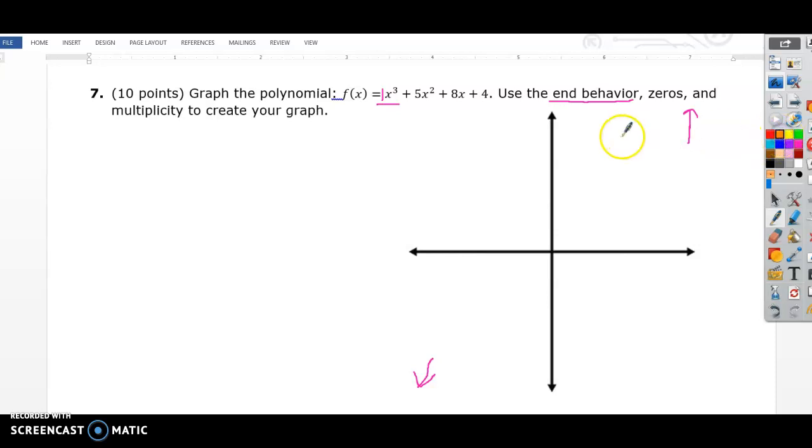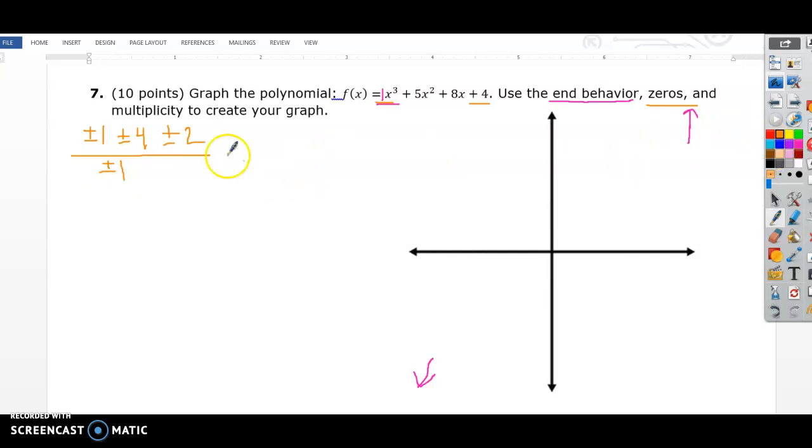Okay. So now that I've found my end behavior, I have to find my zeros. So if I'm looking for my zeros and they don't give me any of my potential zeros, I have to do the P over Q. So the factors of 4 and then the factors of my coefficient in front of my leading term, which is 1. So first my factors of 4 is plus or minus 1, plus or minus 4, plus or minus 2. And then my factors for 1 is just plus or minus 1.